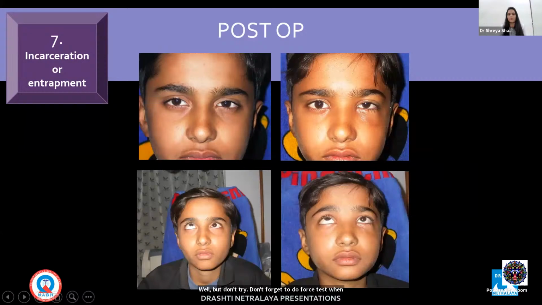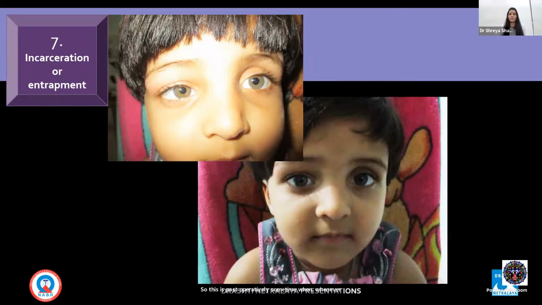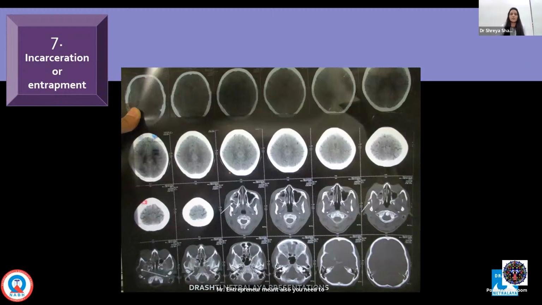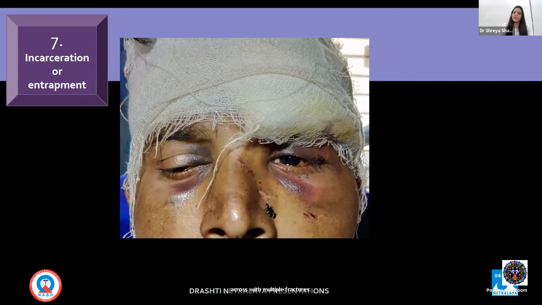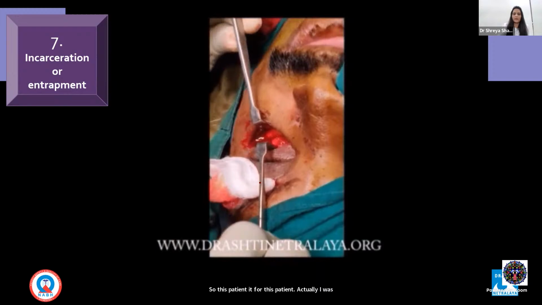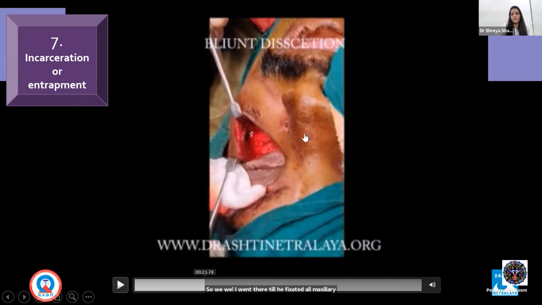So this is post-operatively. Sometimes whenever there is an orbital roof fracture, you need to urgently operate on the patient. MR entrapment you also need to release, or LR entrapment also, though it is less common, but it can happen. Sometimes we may come across multiple fractures. So this patient, actually, I was called for surgery at a general surgeon's place. I went there after he fixated all the maxillary things, and then we needed to fixate the orbital part.